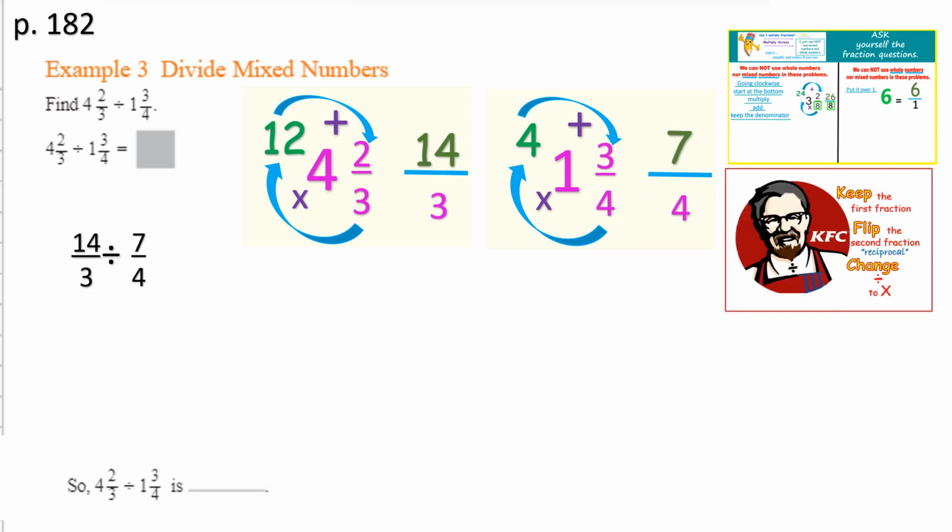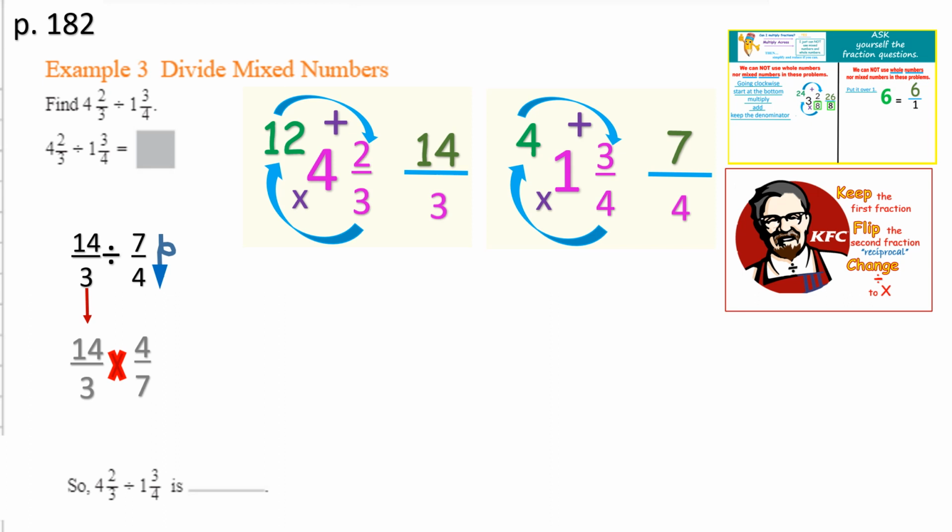So I rewrite my problem so that I see I have division, 14/3 divided by 7/4, which I can't do, so I KFC it. I keep my first one, I flip my second one, so I use the reciprocal of 4/7, and then I change division to multiplication.